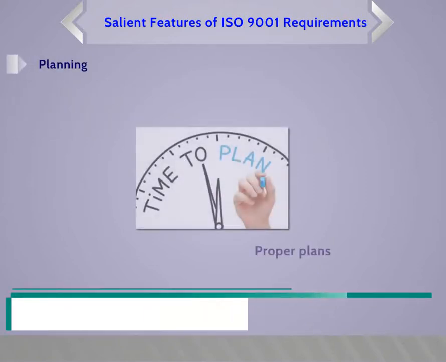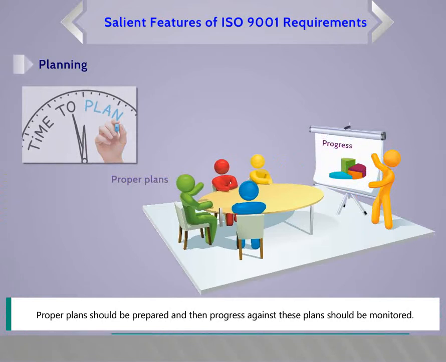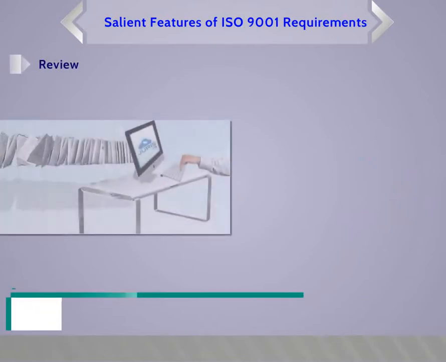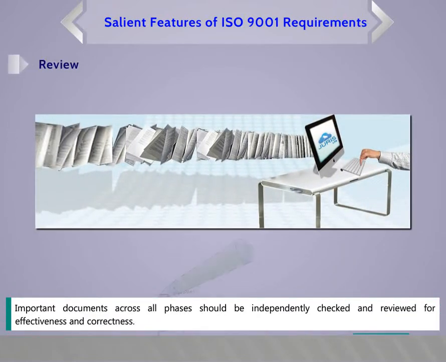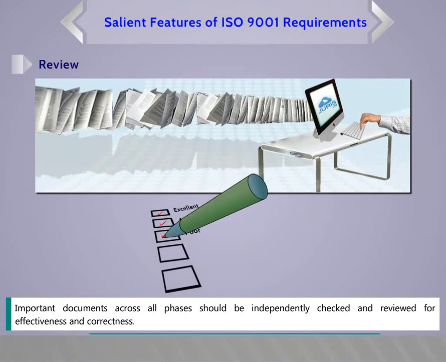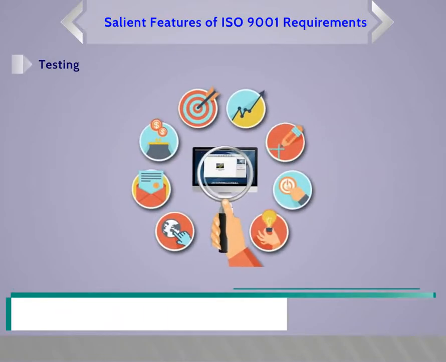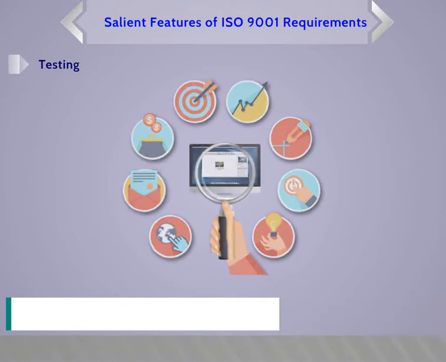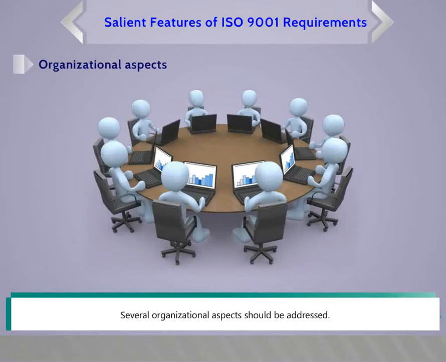Planning. Proper plans should be prepared and then progress against these plans should be monitored. Review. Important documents across all phases should be independently checked and reviewed for effectiveness and correctness. Testing. The product should be tested against specification. Organizational aspects. Several organizational aspects should be addressed.